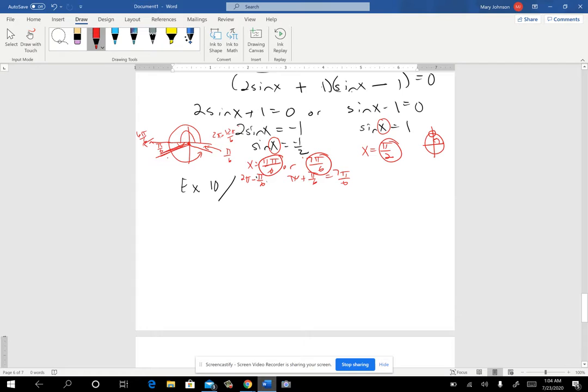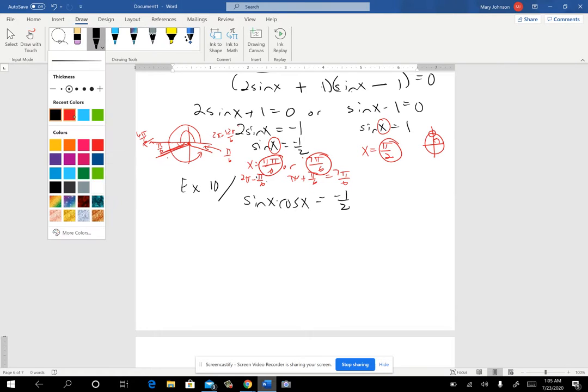What if you had sine x cosine x equals negative 1/2? If you had that problem, it's an issue because you have two different trig functions, but you can't separate them into factors that are equal to 0. See, we could do that on the other one. So I'm going to need to try to get only a single trig function.